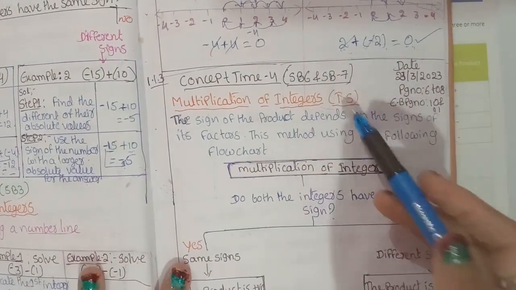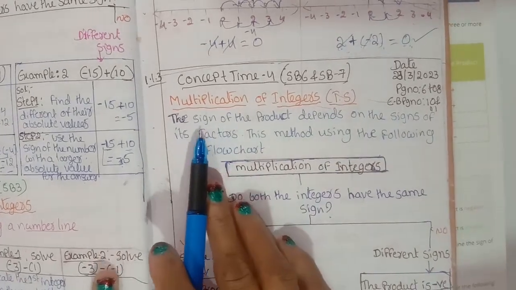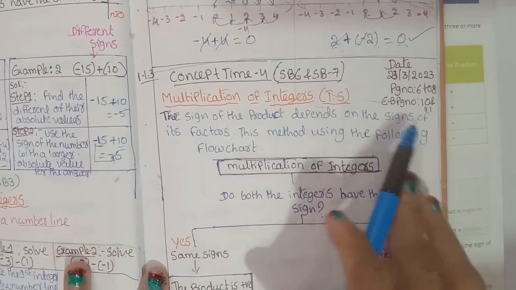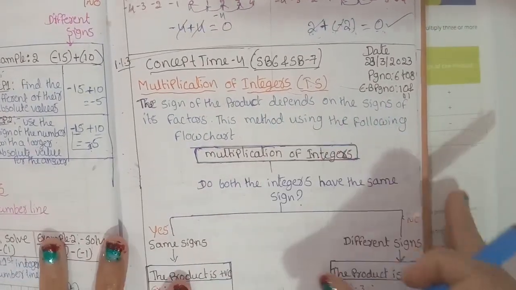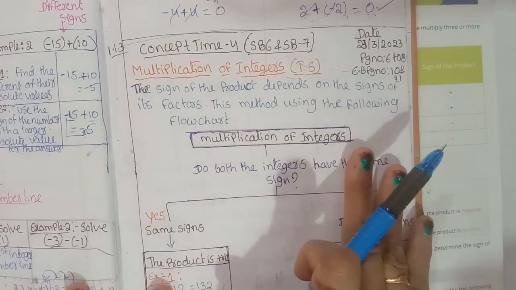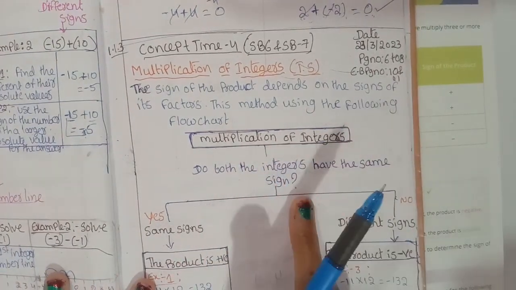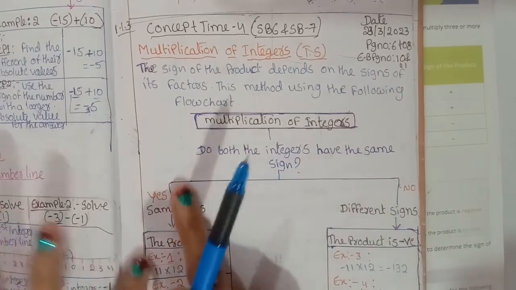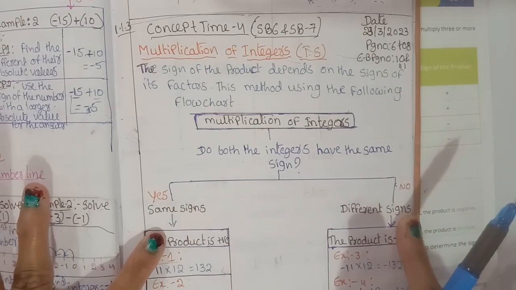And the Telangana state book's same topic is over. So that's why in the other book, the sign of the product depends on the sign of its factors. This method uses flow charts. Today we learn multiplication of integers. Do both the integers have the same sign? If it's the same sign, yes. If it's a different sign, no.